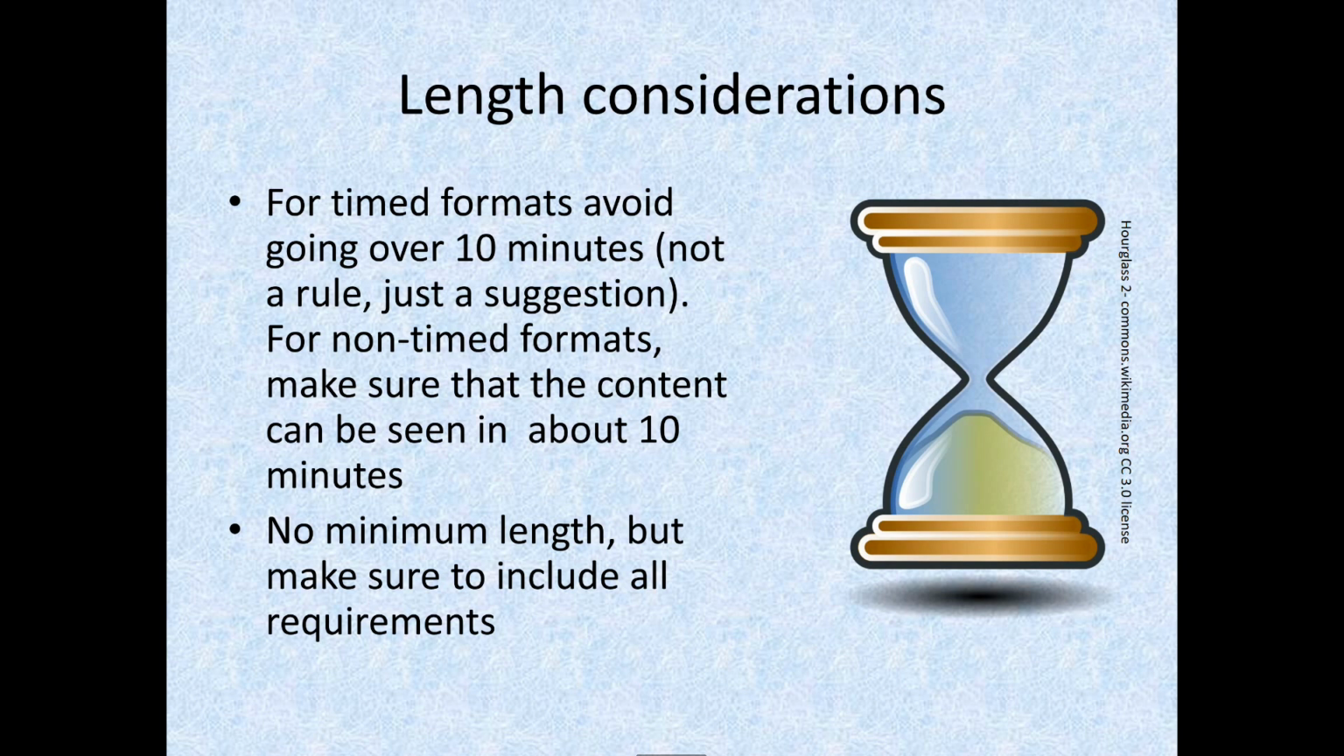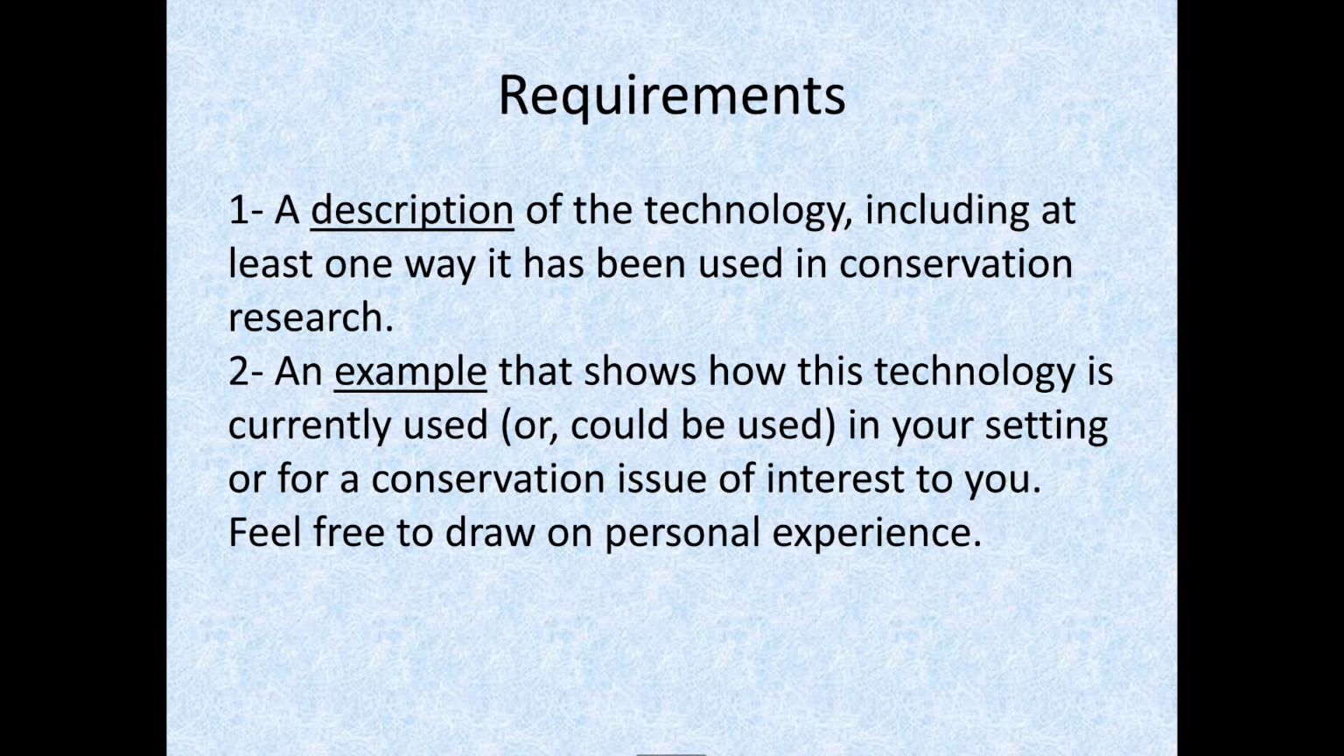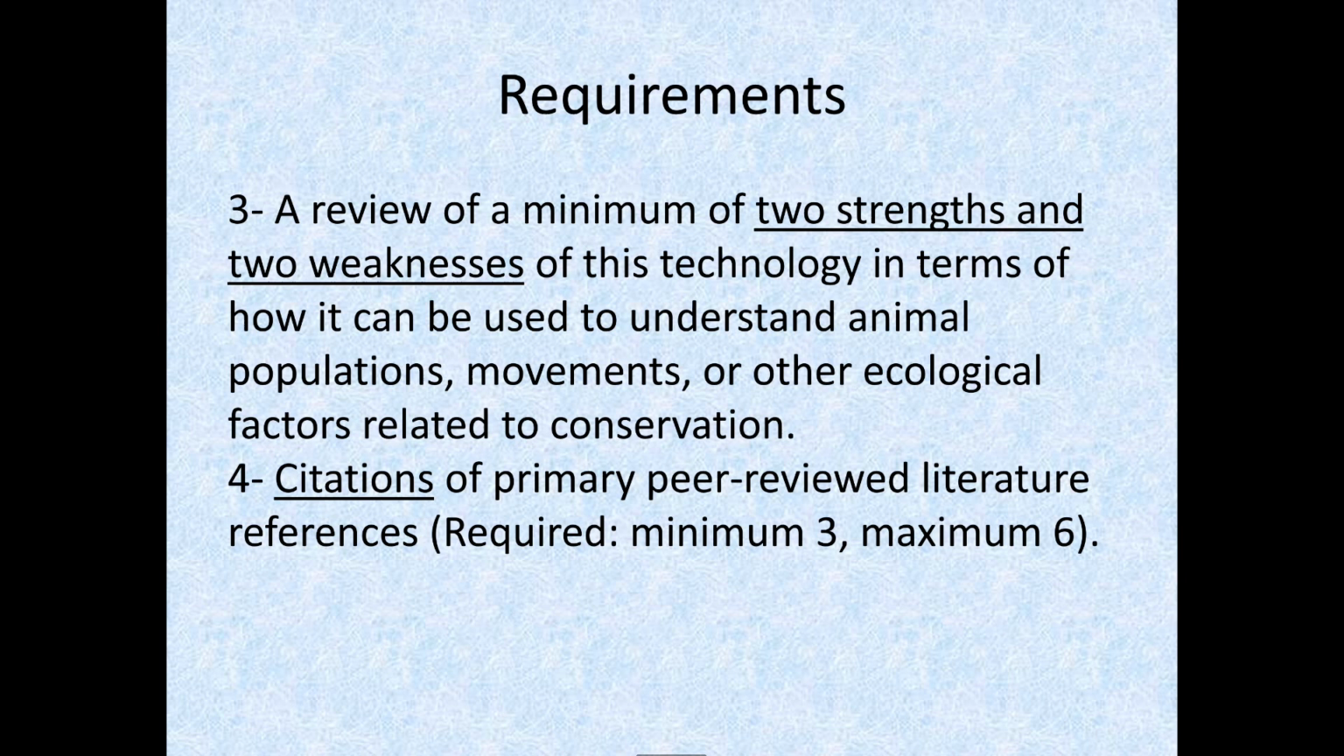There's no minimum length, but there are some important requirements of what you need to include. And so you're going to need at least a certain amount of time to include all of those requirements. Those requirements are the description of your technology, including a way that it is used in conservation research, a specific example of how it is currently used or could be used for conservation. It should also include two strengths and two weaknesses, at least at a minimum. It can be more, of your technology. And it should also include citations, and that's for at least 3 peer-reviewed references from the scientific or professional literature.